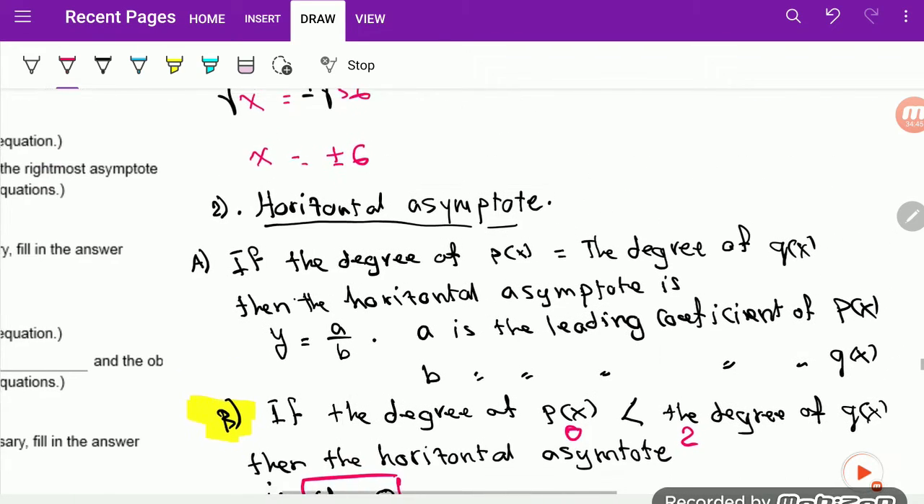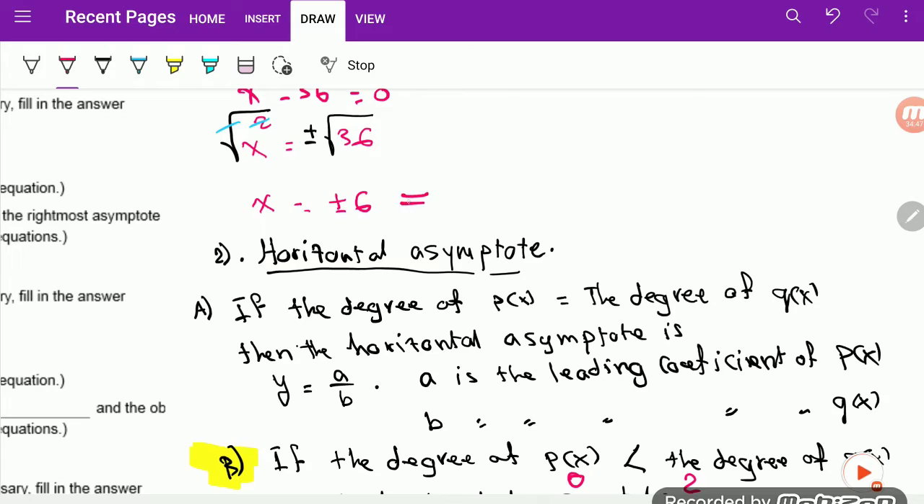Good. So now we have two vertical asymptotes, x equals negative 6 and x equals 6, and one horizontal asymptote, y equals 0. So we have two vertical lines and one horizontal line. Do we have an oblique asymptote? No, because we have a horizontal asymptote. We cannot have both an oblique and a horizontal asymptote.